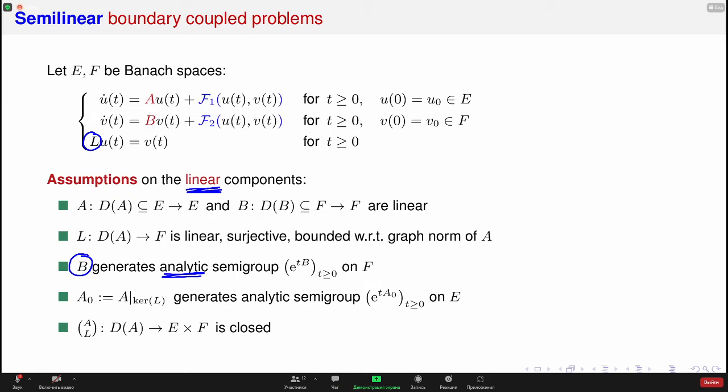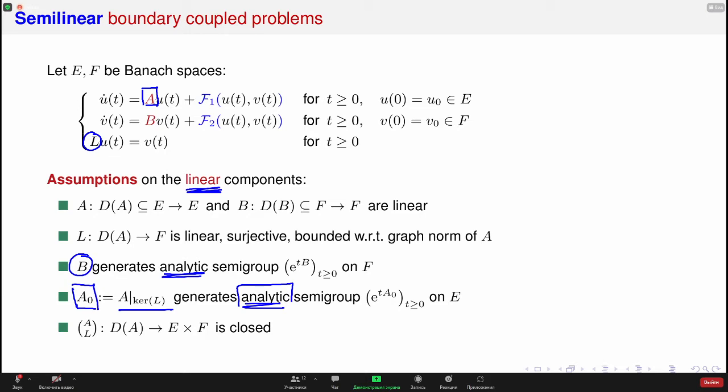Actually, we don't really need this analyticity of the semigroup, but we could show that we cannot have better results also if B is not a generator of an analytic semigroup. Instead of A, we now consider this A naught, which is the part of A in the kernel of L. This also generates an analytic semigroup, and this is really needed in the proofs. And this is just a technical assumption.